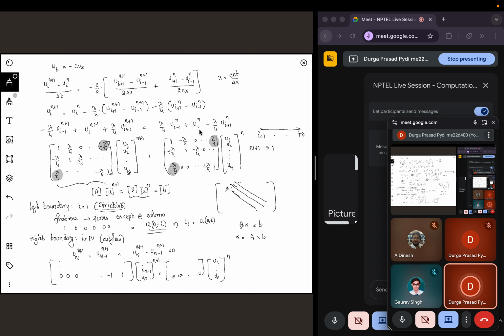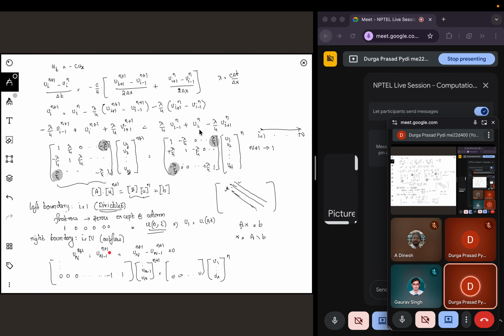So this is how the matrix A, B will change, depending on the condition. For the Dirichlet condition, you just have to make everything else 0 on the left-hand side, and on the right-hand side you have to ensure that whatever source term or boundary condition you have is enforced in the B.